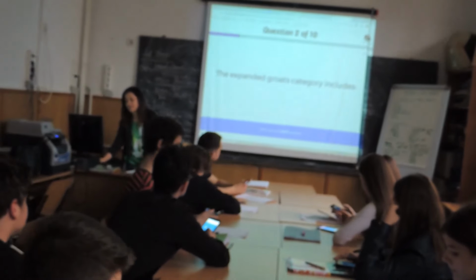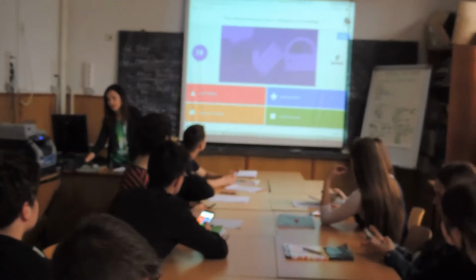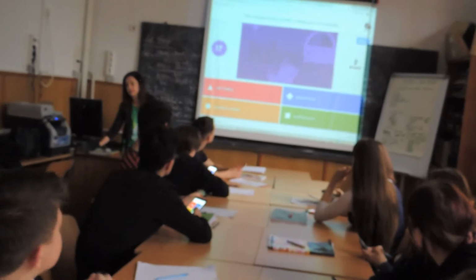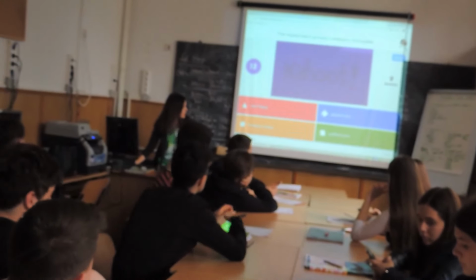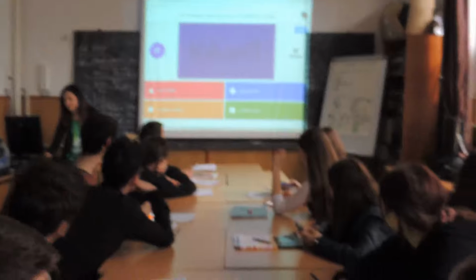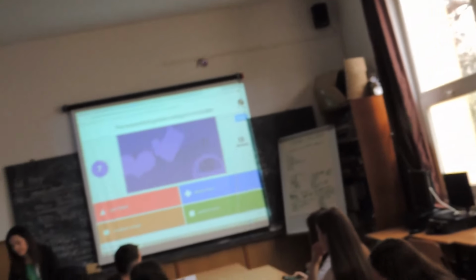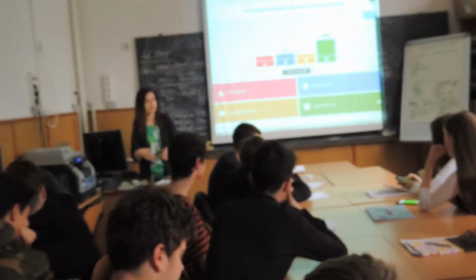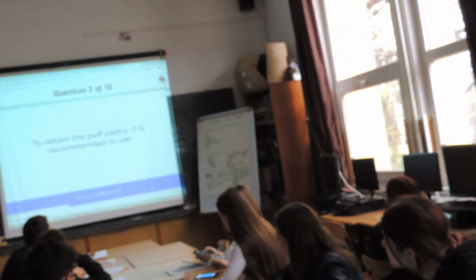Next. The category of expanded, that is the path roads, includes just one of these four examples. Just one of them. Husk is without the outer layer. Yeah. Okay. Ready? You should be.